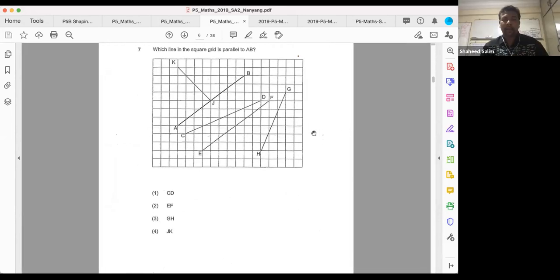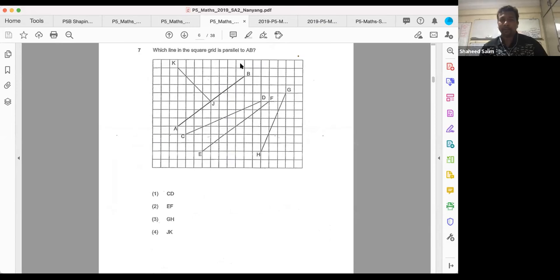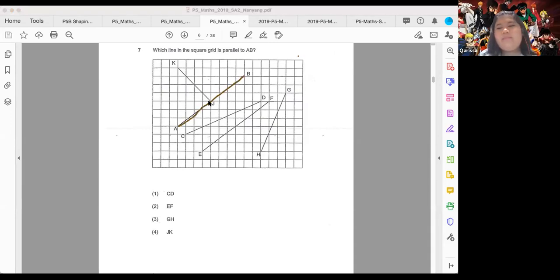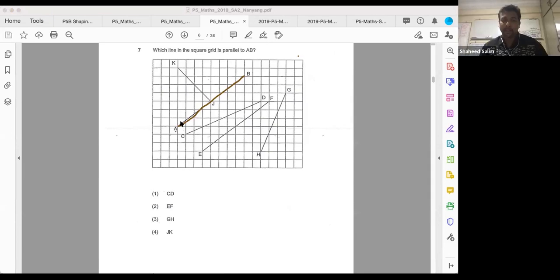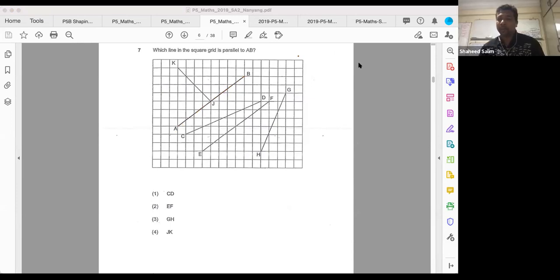Which one is parallel to AB? I'm just going to highlight AB. You decide which one is parallel. You got test me this before. But is it the same paper? Are you sure? I don't know whether I've used this paper. Okay, let us see. This is the one you use for the Tuesday one. Remember? Really? I don't remember. Okay, never mind.